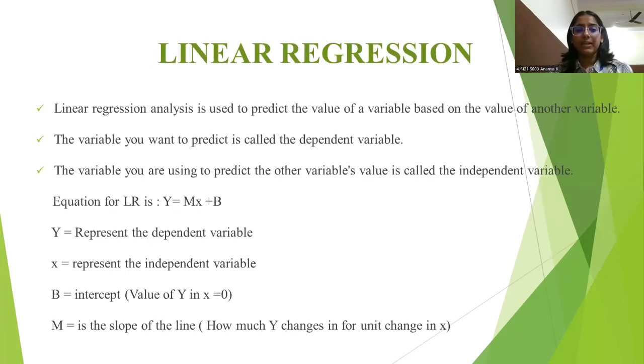Let us know some basics about linear regression. Linear regression analysis is used to predict the value of a variable based on the value of another variable. The variable you want to predict is called the dependent variable, and the variable you are using to predict the other variable is known as the independent variable. The equation for linear regression is y equals mx plus b, where y represents the dependent variable, x represents the independent variable, b is the intercept, and m is the slope of the line.